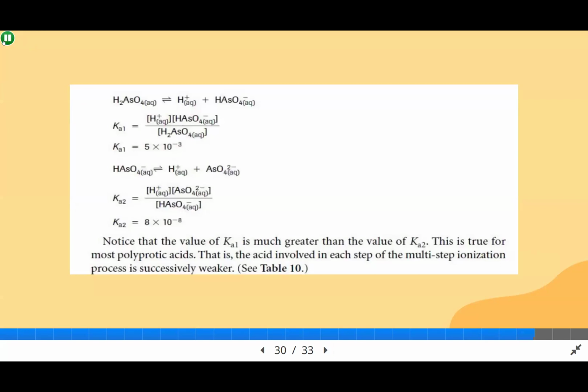Looking at an example here, the following reaction sequence illustrates the ionization of arsenic acid. Note that each ionization reaction possesses its own acid ionization constant, designated Ka1 for the first ionization reaction, Ka2 for the second reaction. Notice that the value of Ka1 is much greater than the value of Ka2. This is true for most polyprotic acids. The acid involved in each step of the multi-step ionization gets progressively weaker.